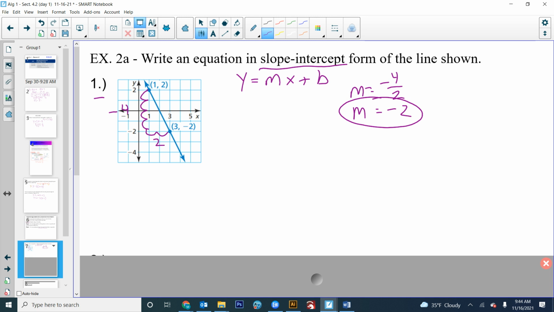Slope is negative 2. Now, do you want to pick 1, 2, or 3, negative 2? It does not matter. What do you want to pick? Okay. We're going to put this point and that slope into what? Write it. Write the formula.